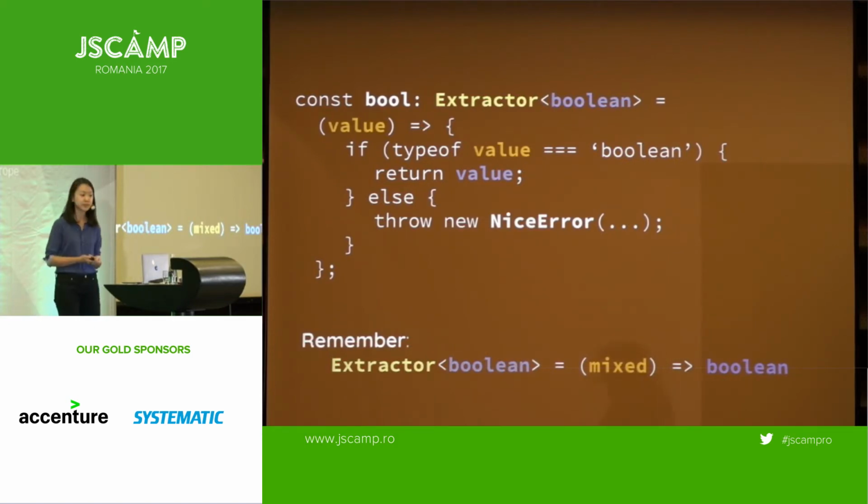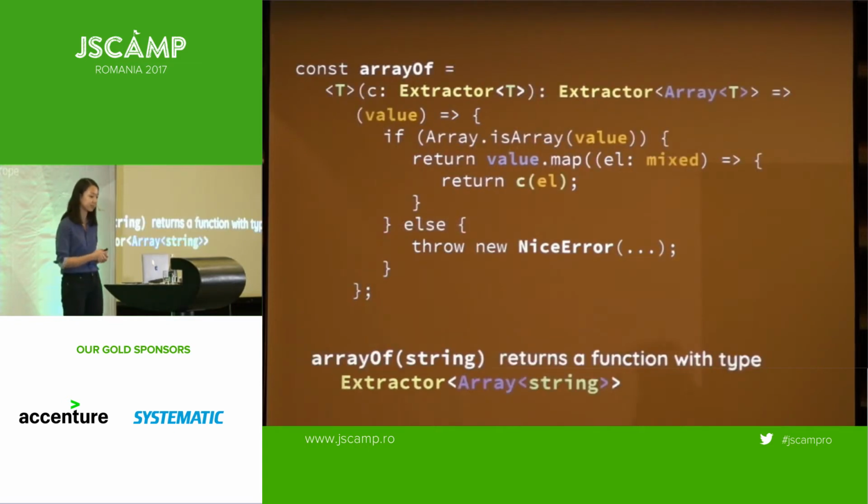So we do a typeof check for boolean, call it bool, basically the same. And as before, remember, Extractor<boolean> is a function that takes in mixed and returns a boolean. So here is a more advanced example. This might take a bit longer to read, especially if you're not familiar with Flow, but it's worth it to kind of see the power that Flow gives you.